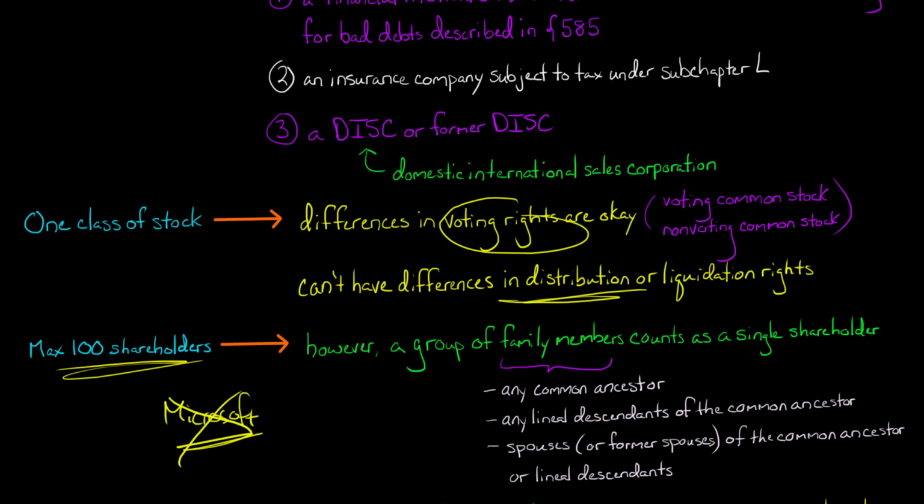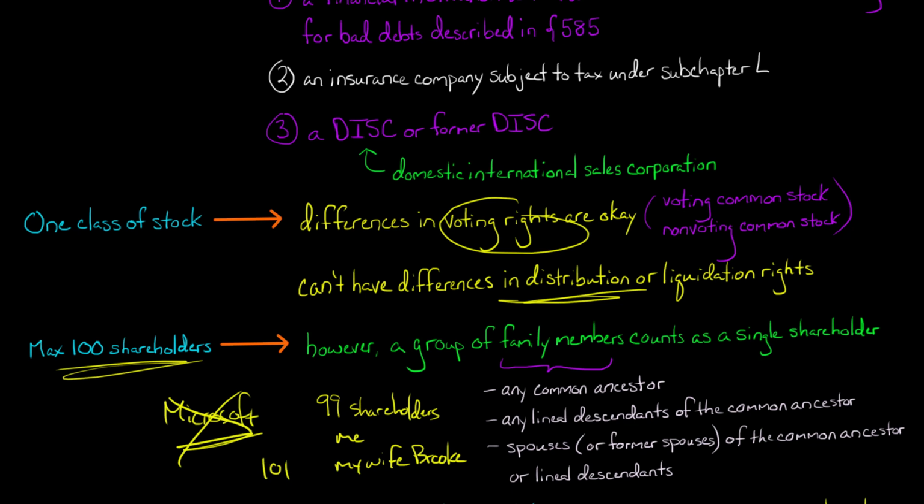So let's say that there was a corporation and we had 99 shareholders that were completely unrelated to each other. And then we had me and my wife, Brooke, my wonderful wife. So that looks like 101. And you say, hey, wait a minute, we've got 101 here, so this can't be an S corporation. But my wife and I will be treated as a single shareholder, so instead of it being 101, we'd be at 100. So we're okay.